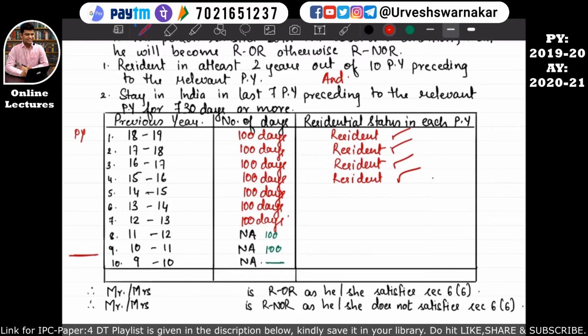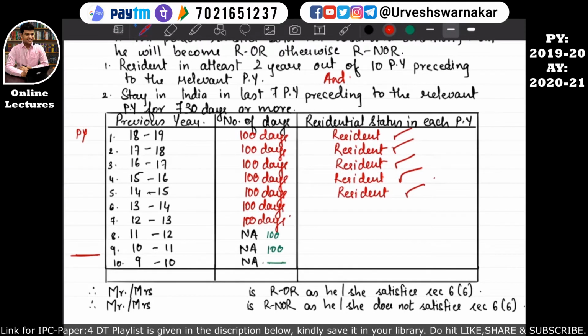For the year 14-15, we'll see whether he is resident or not. 14-15 will become the relevant previous year. In the relevant previous year he stayed for 100 days, and for the preceding years again 400 days. That means he has satisfied the second basic condition. So we'll write here he is a resident. He is resident for the previous year 14-15.